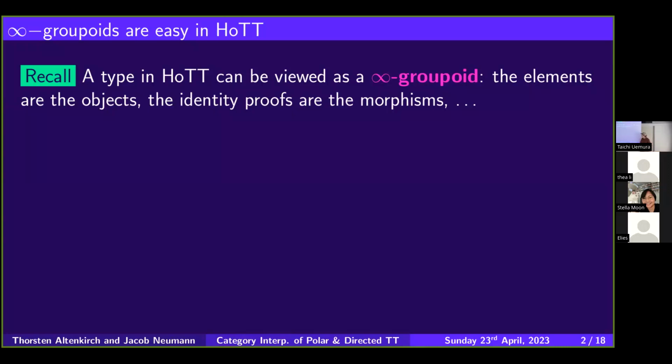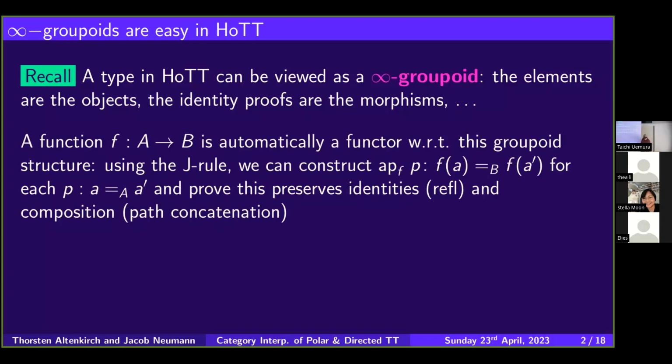This is one of the great things about HoTT, that we can view the types of homotopy type theory as synthetic infinity groupoids. The objects of this groupoid are the terms of the type, the one morphisms are the identity proofs, the two morphisms are identities of identities, and so on and so on. Any type you can write down in HoTT is automatically an infinity groupoid. And moreover, any function you can write down in HoTT is automatically a functor of infinity groupoids.